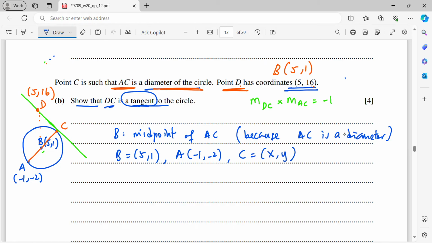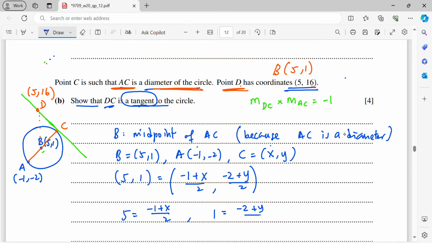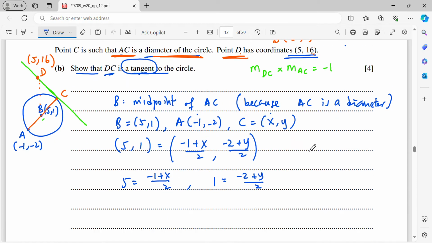So from the midpoint formula, 5, 1 equals x1 plus x2, so -1 plus x, divided by 2. That is the formula for midpoint. Then y1 plus y2 divided by 2. Now I just need to equate the x and y coordinates to get two equations. That means 5 is (-1 plus x) over 2. Then 1 is (-2 plus y) over 2. Here I will be getting the x and y.